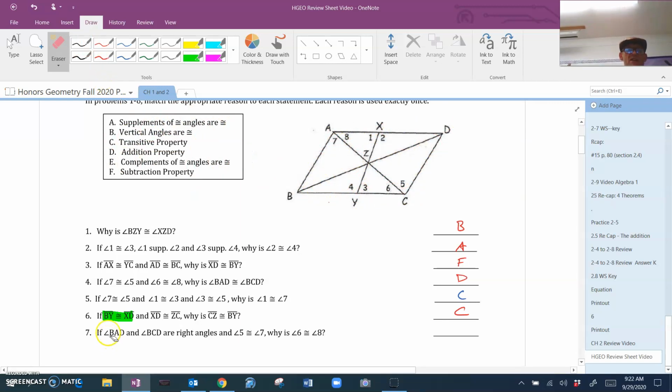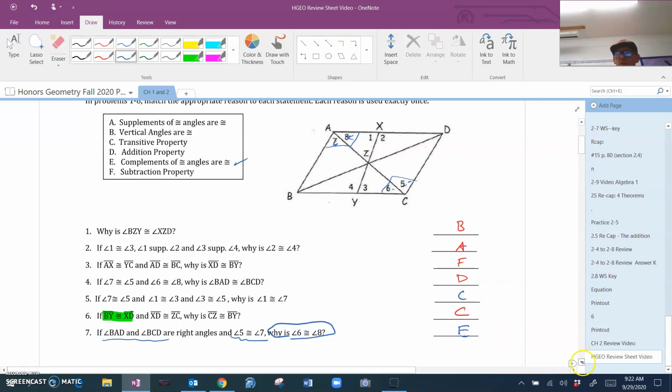It says if BAD and BCD are right angles, and that means 6 and 5 are complementary, and 7 and 8 are complementary, and angle 5 is congruent to angle 7, why is 6 congruent to 8? Because they're complements of congruent angles. So complements of congruent angles are congruent. That's E.